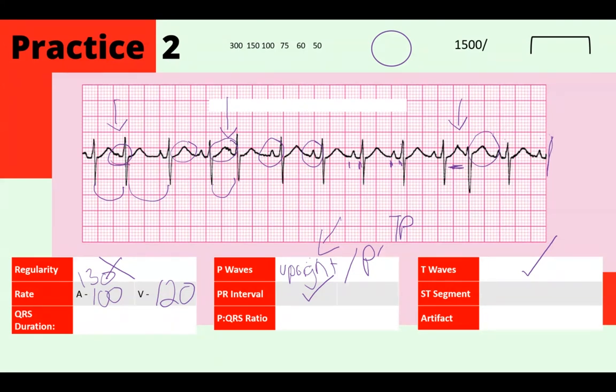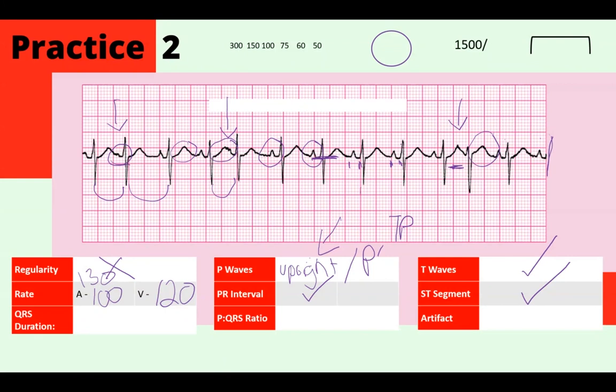Your ST segment here looks pretty good. I could take my ruler and draw a nice straight line from my PR segment to my ST segment, so there's no elevation, no depression. My QRS duration. So this looks narrow. I would probably want to zoom in to really get a good measure on this, but really narrow is good. Narrow is healthy.